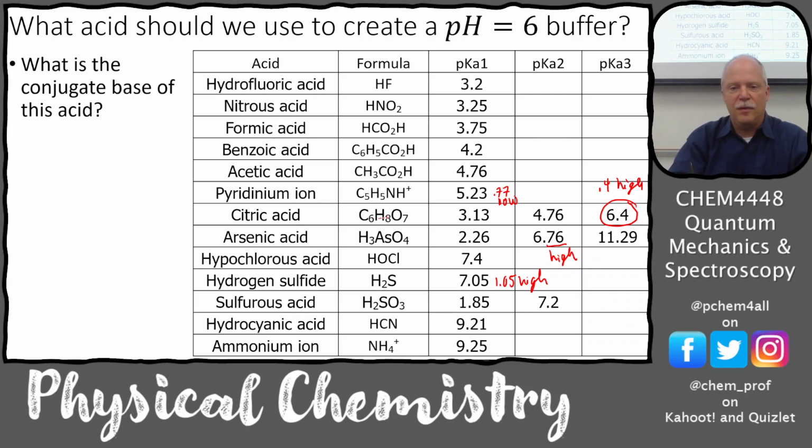Three of these protons come off. I'd have to go find the structure for citric acid, but this would be C6H6O7 2- plus water gives C6H5O7 3-. So that's the reaction. And so this is the acid, and this is the conjugate base.